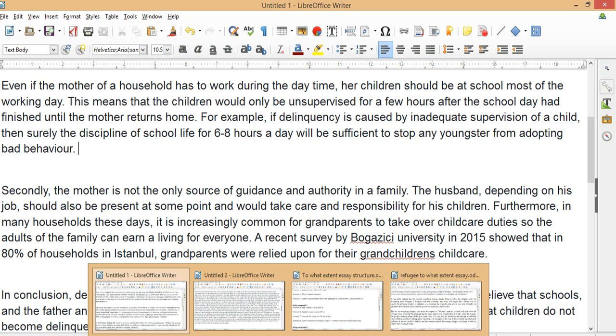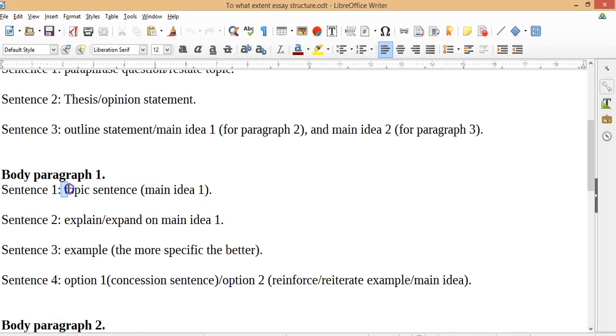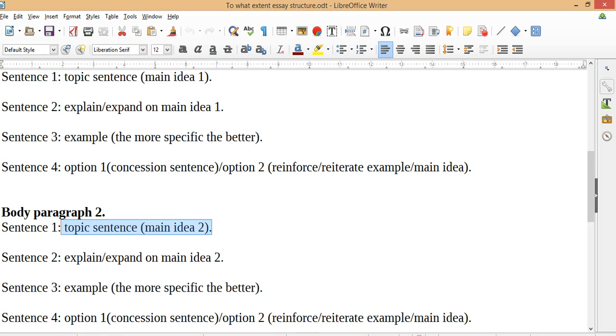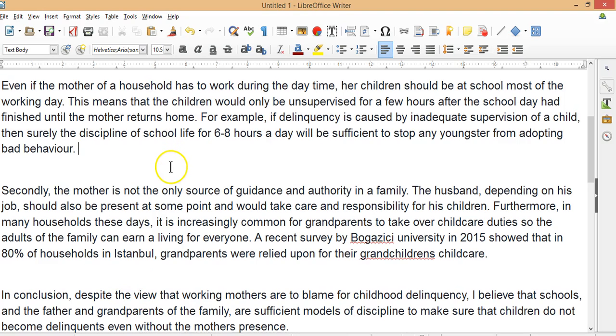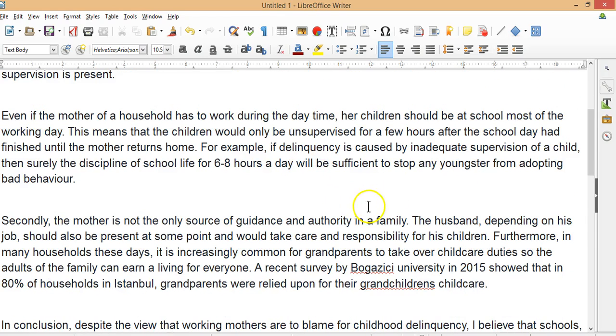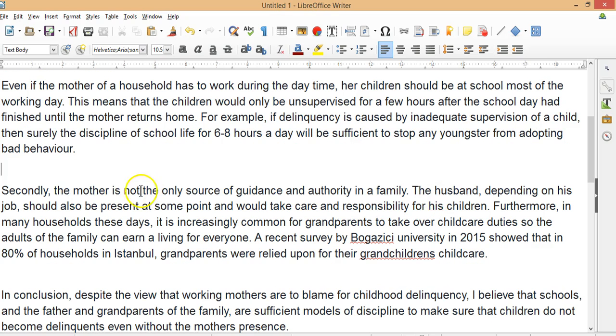So back to the structure. Again, you just put down your topic sentence, your main idea. So my main idea here is, children should be at school most of the day, so they're under the supervision of teachers. Main idea 2, a mother is not the only source of authority. What does that mean? The husband, yes, he does exist. Well, I hope so. Depending on his job, he should also be present. So it's not just a woman's job. The husband should also be there, and he should take care and responsibility too.